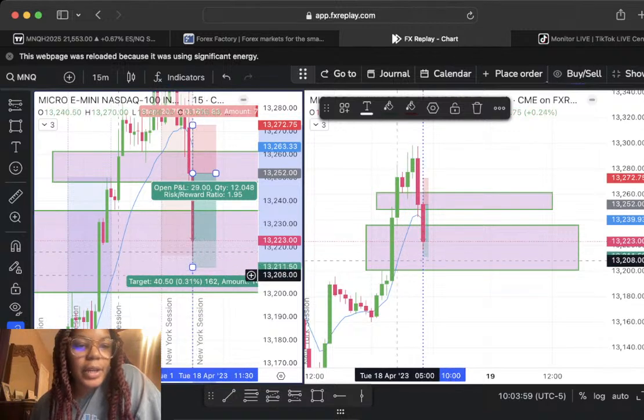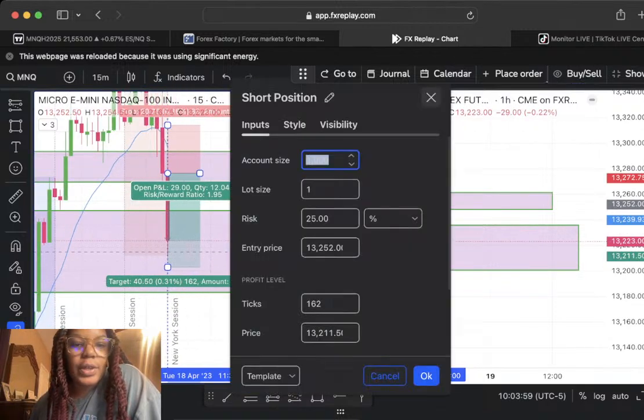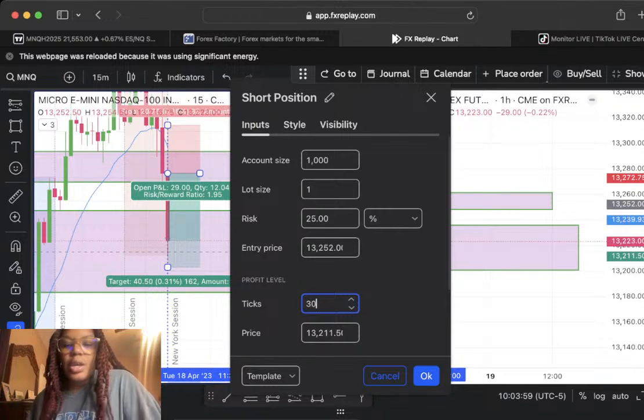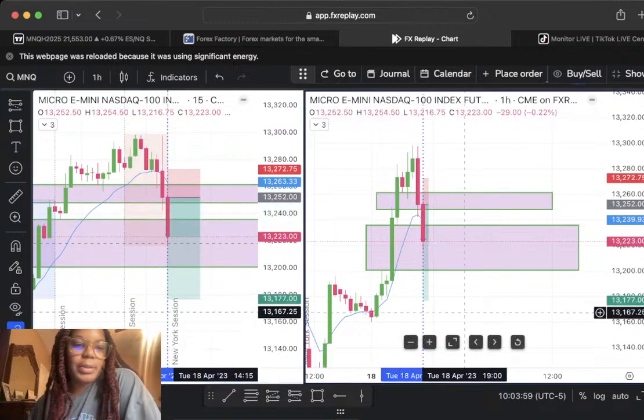We do have a fair value gap right here, so maybe I take my profit here. But let's see if we can get a full 300 ticks. I don't know. I stopped depending on 300 ticks and just really getting what the market's going to give me. But let's just see if we get it.